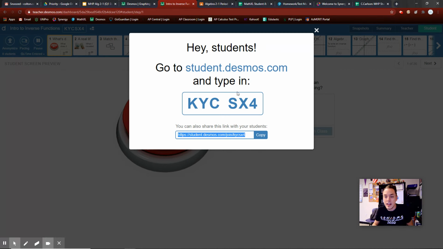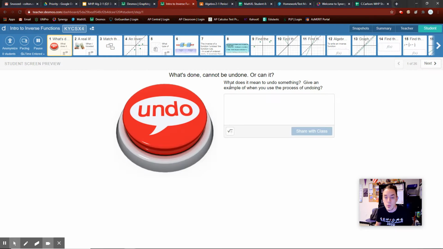Okay, so in this activity, again, we're going to be looking at domain, range. We're going to be looking at inverse functions. How do they relate to functions in general? How they relate to domain and range, and then we're going to look at how to use algebra and geometry with it. Not a lot of geometry, just a little bit. So first off, here, I want you guys to just answer this. What's done cannot be undone, or can it?